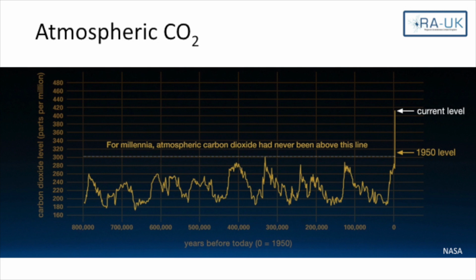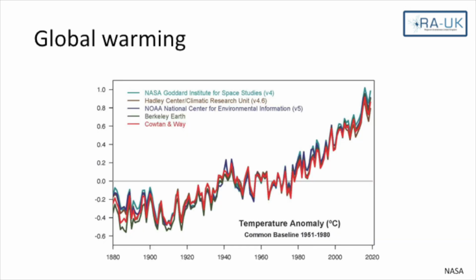And we know that current levels of 414 parts per million are unprecedented thanks to ice cores taken from Greenland and Antarctica. Temperatures are rising. We're already at 1 degree Celsius above the common baseline. To put that into context, the last ice age was only 5 to 8 degrees Celsius lower than that common baseline.